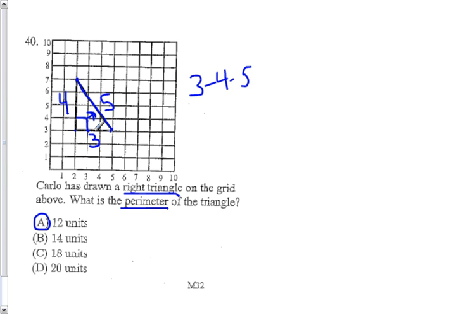So you could have used the Pythagorean theorem, 3 squared plus 4 squared. Well, that's 9 plus 16, which is 25, and then you take the square root, and that would be 5.